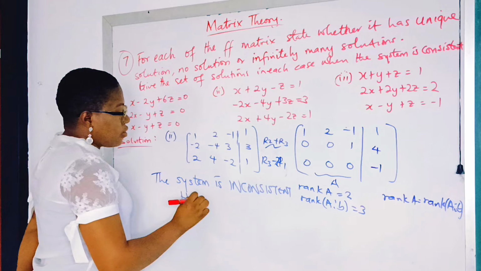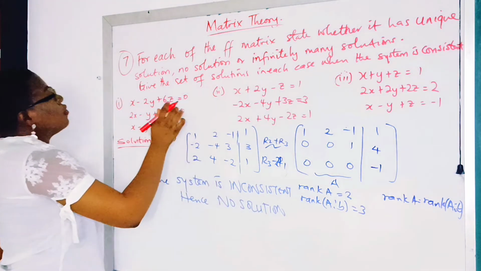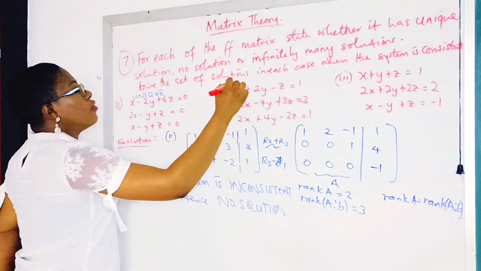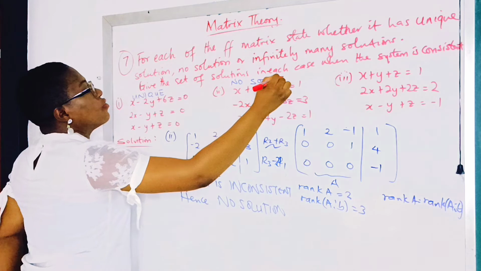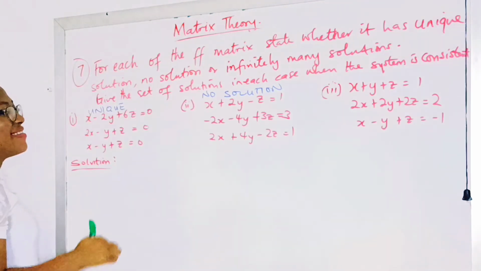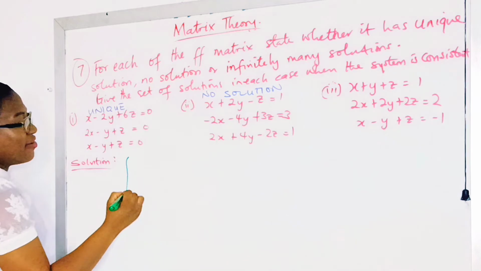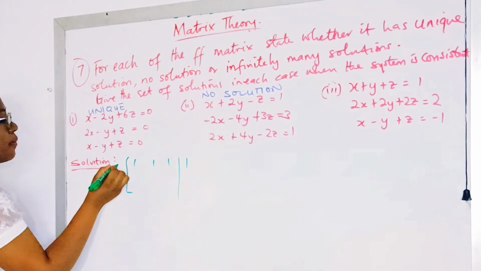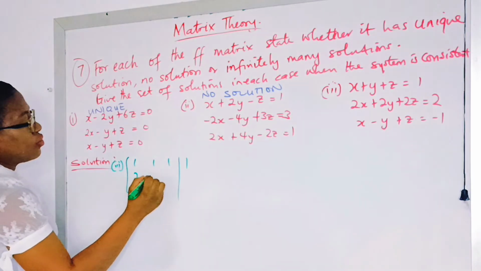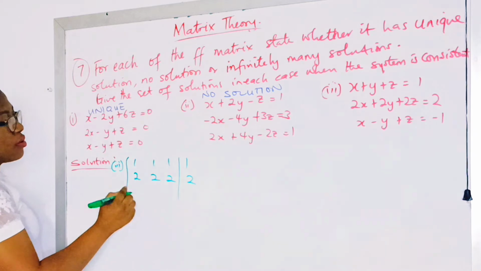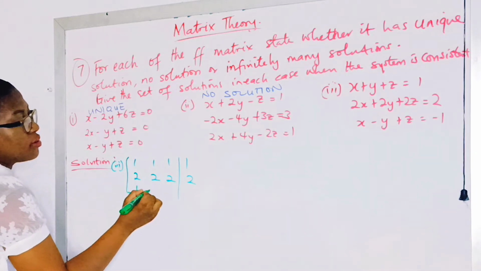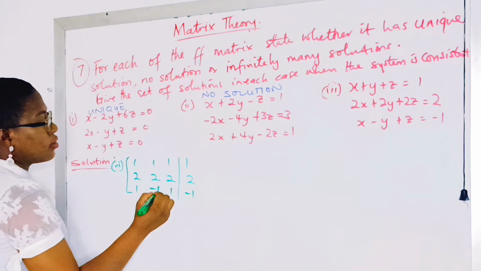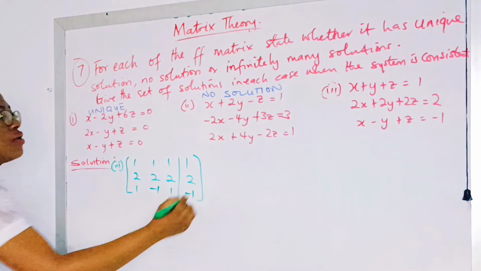Hence, no solution. So for 1, we had a unique solution. Here we have no solution. It remains to check the last one. So let's write that we have 1, 1, 1, 1. We are on this third one. 2, 2, 2, 2, 2, 2, 2. 1, 1, minus 1, 1, minus 1. So if you reduce this, what do you have?